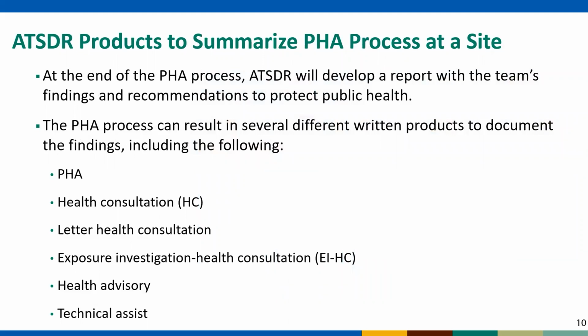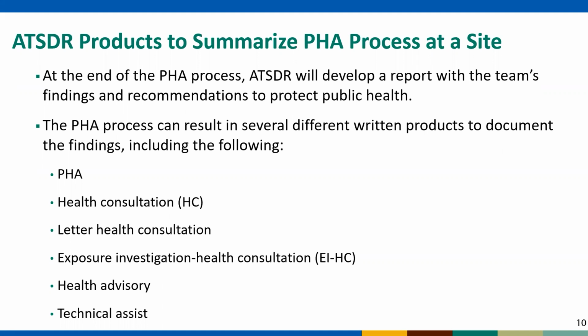At the end of the PHA process, we develop a report that includes various types of information collected during the PHA process. The PHA process can result in different written products to document the findings, which include a PHA, a health consultation, a letter health consultation, an exposure investigation health consultation, a health advisory, and a technical assist. Each of these products has a unique purpose.